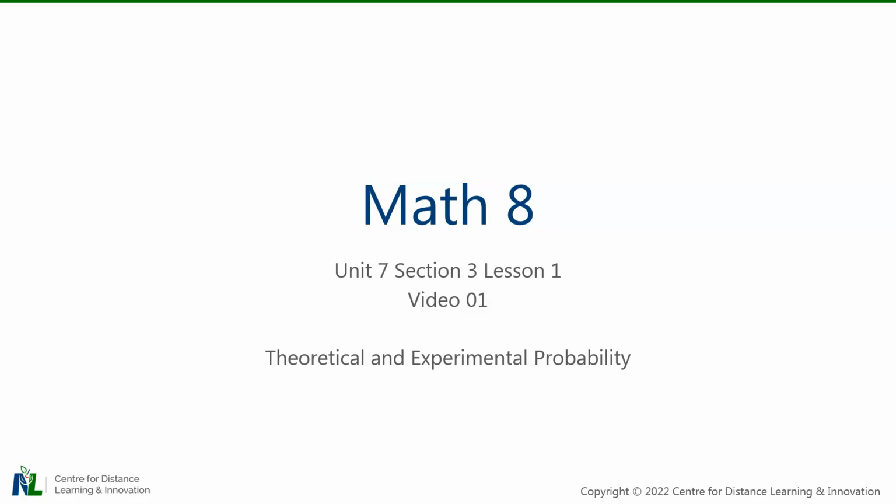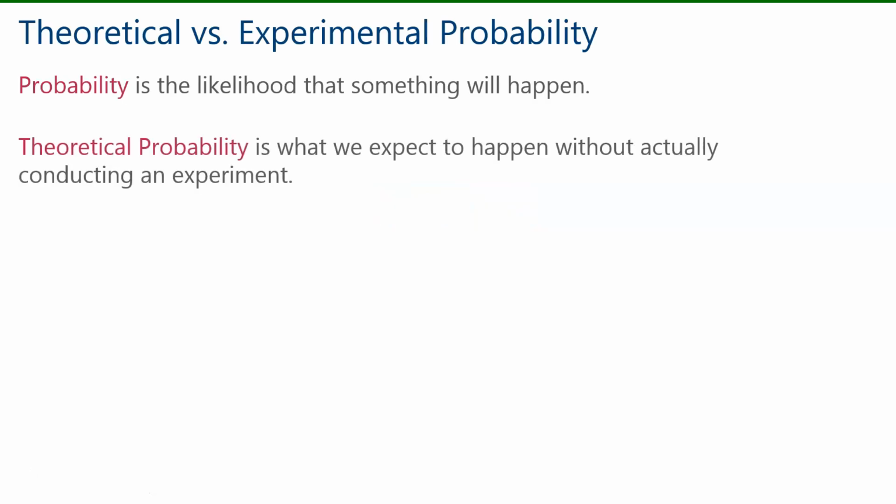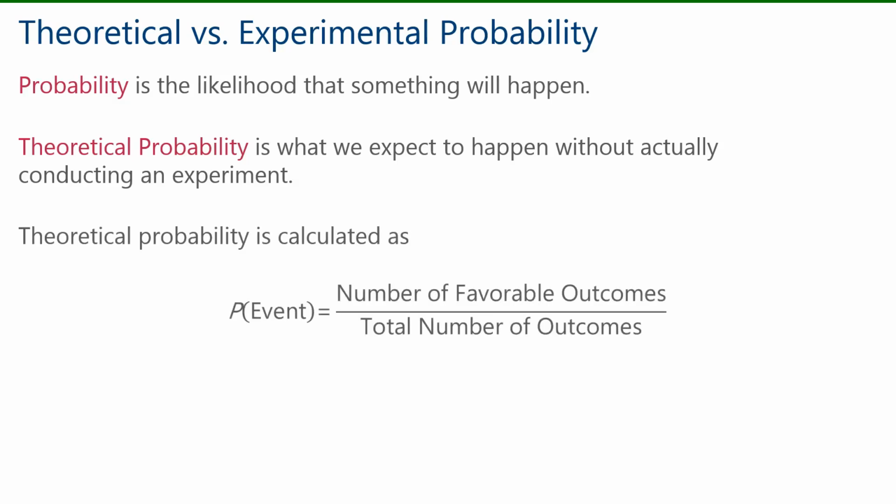This is Ms. Clemens-Brenton, and in this video, we're going to look at the difference between theoretical and experimental probability. Probability is the likelihood that something will happen. Theoretical probability is what we expect to happen without actually conducting an experiment. We would calculate theoretical probability by writing the number of favorable outcomes over the total number of outcomes.